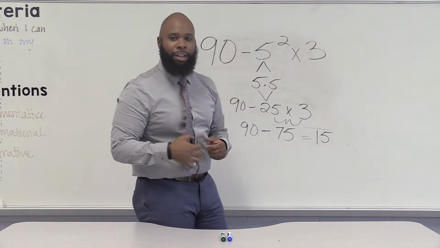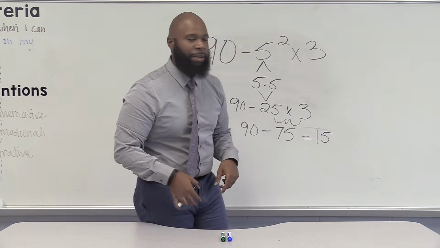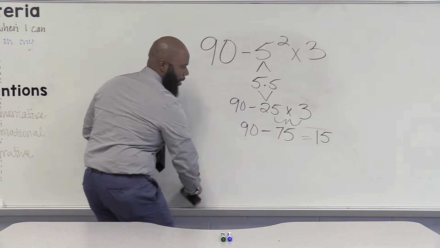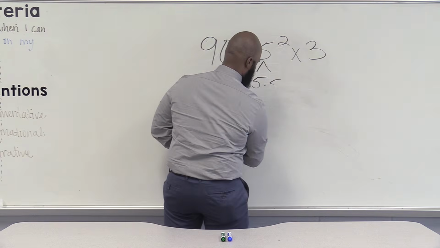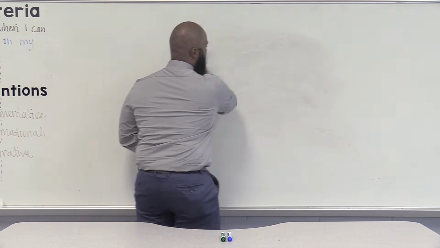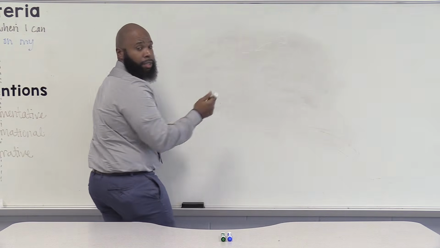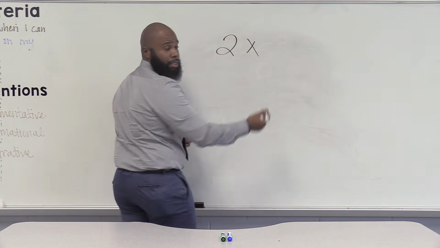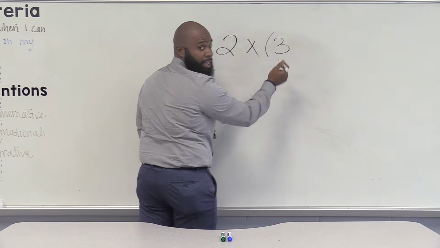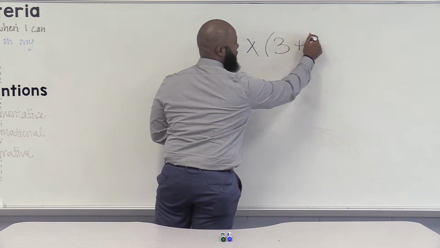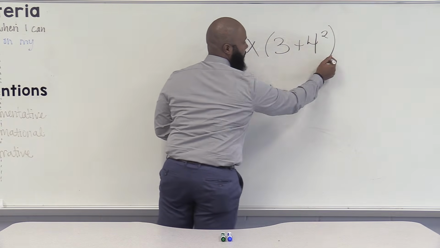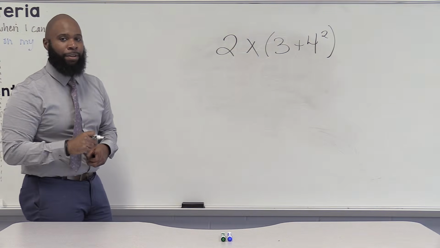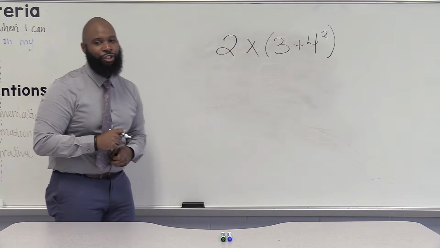Now I want to step it up just a little bit, and we're going to try one with parentheses. I'm going to write this problem down. The problem we're going to do next is 2 times the parentheses 3 plus 4 squared. I want you to try this problem. Write this problem down on your paper, and I have it up here on the board. I want you to try it.